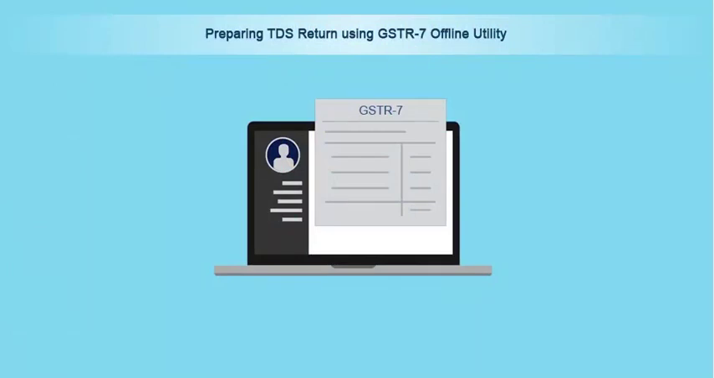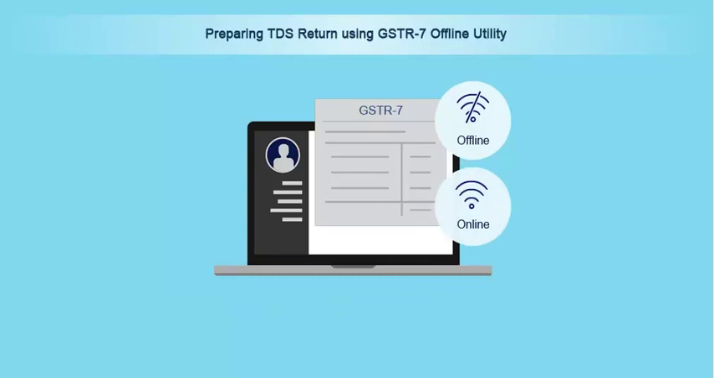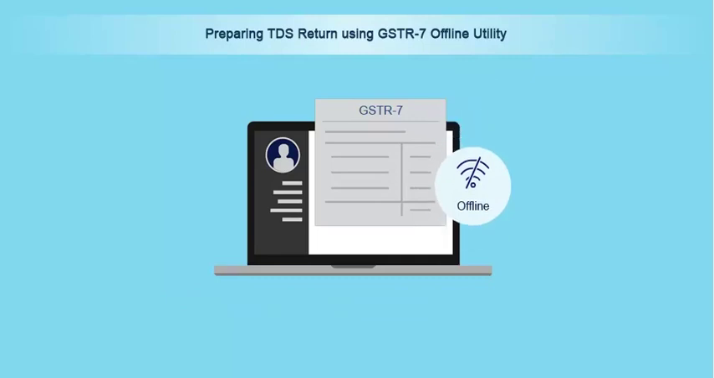Form GSTR7 is a return to be filed by tax deductors giving details of tax deducted at source, also called in short as TDS, paid at the time of making payment to suppliers. Form GSTR7 can be filed using the offline utility or directly online on the GST portal. Let's learn how to file GSTR7 using the offline utility.